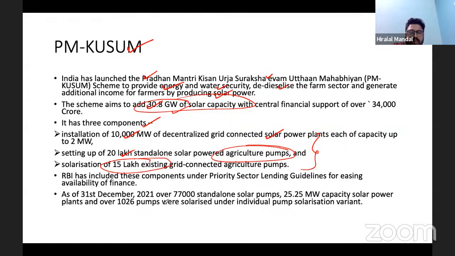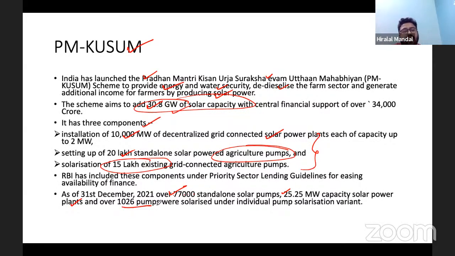As of now, if you look at the progress, as of December 30, 2021, 77,000 solar power pumps have been created, solar plants of 25.25 megawatt capacity, and 1,026 pumps have been solarized under this program. So this is the progress with respect to the PM Kusum.